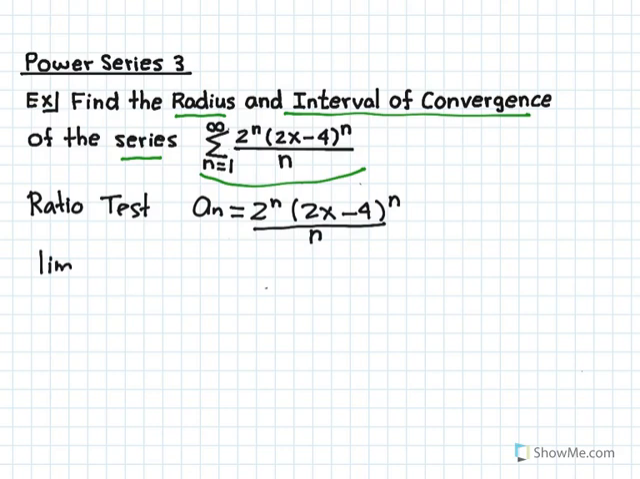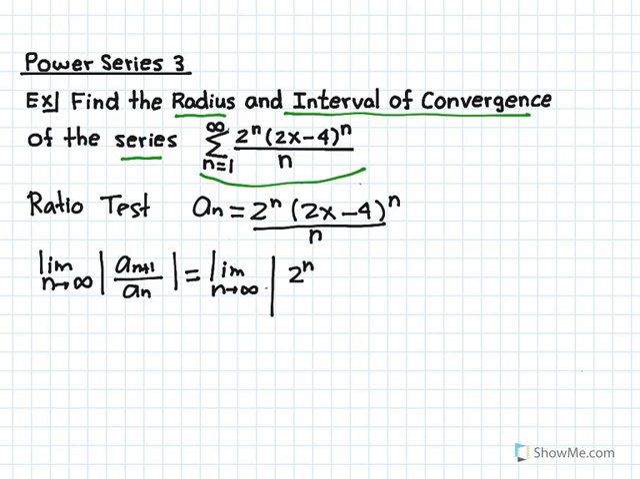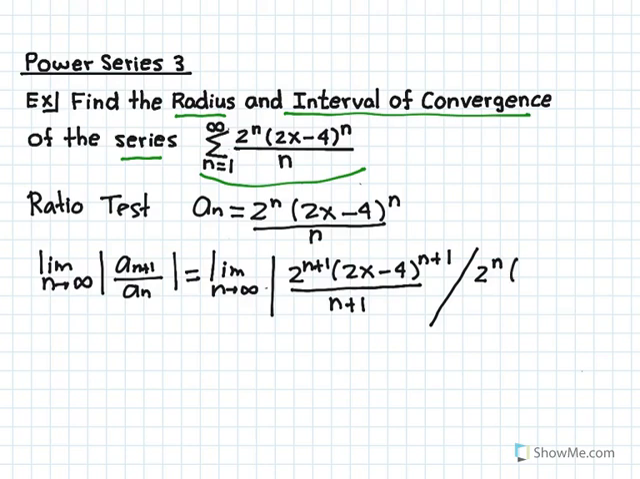So applying the ratio test, we have the limit as n approaches infinity of the absolute value of a sub n plus 1 divided by a sub n. Now plug in n plus 1 for n. Wherever you see an n, plug in n plus 1. We get 2 to the power of n plus 1 times (2x minus 4) to the power of n plus 1, divided by n plus 1, divided by the a sub n term, which is 2 to the power of n times (2x minus 4) to the power of n divided by n, absolute value.